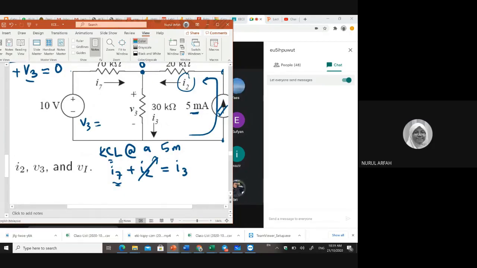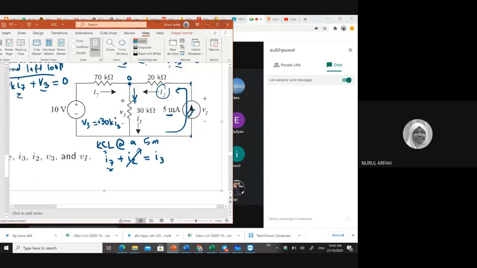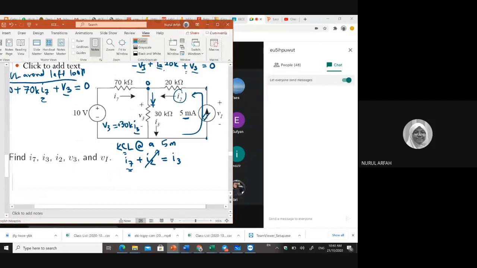I3, 30K? I3, is it positive or negative? Positive. Yes, positive. So this one should be positive. And yeah, you can substitute. If this is I3, and then I7 also has I3, so we just rearrange.